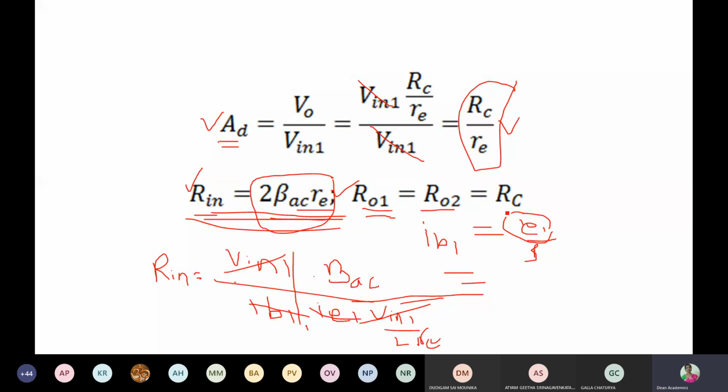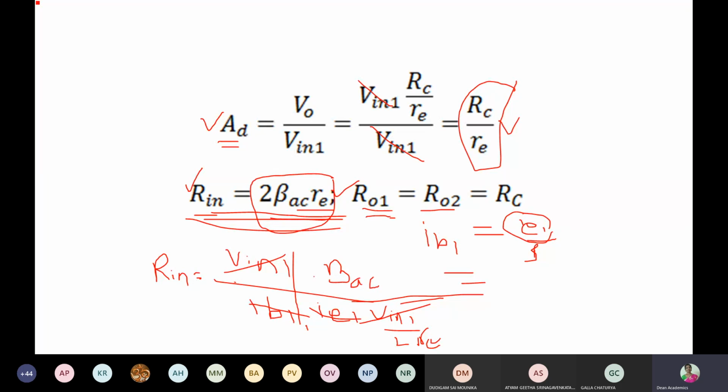So like this, we can analyze the single input balanced output differential amplifier, right? So how many differential amplifier configurations are there? 4 types. First one, dual input, balanced output differential amplifier. For that, we have calculated AD, Rin, RO.